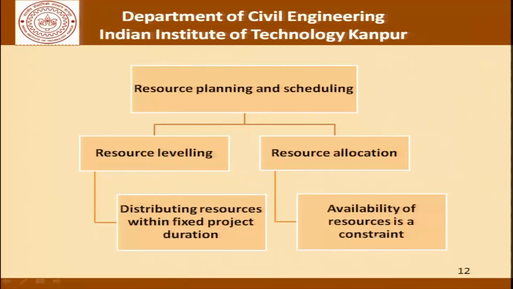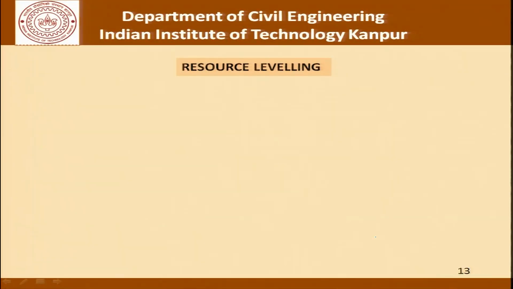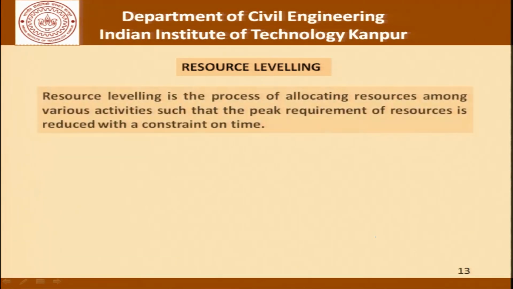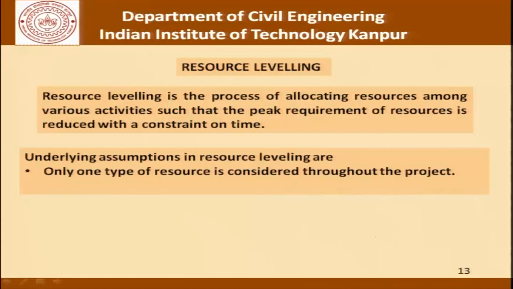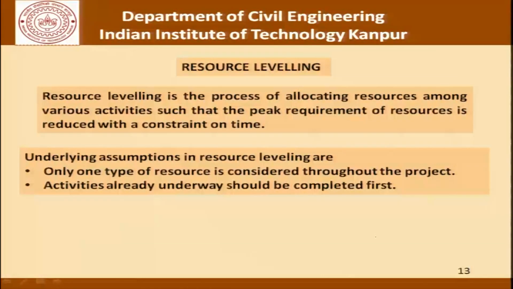So, coming to the first part, which is resource leveling, that is the process of allocating resources among various activities such that the peak requirement of resources is reduced with a constraint on time, and the underlying assumptions in resource leveling are: only one type of resource is considered throughout the project, and activities already underway should be completed first.